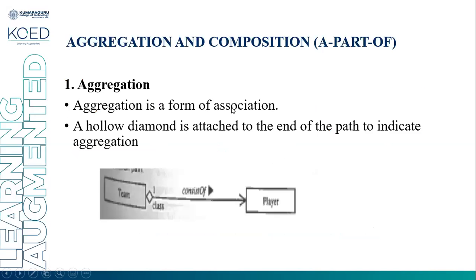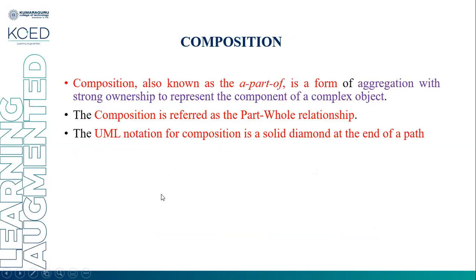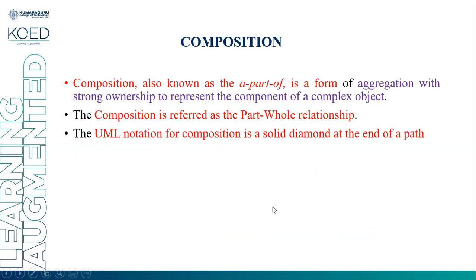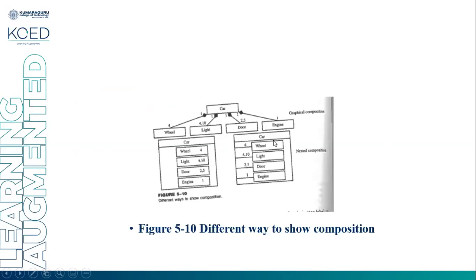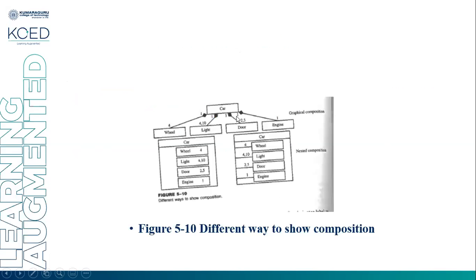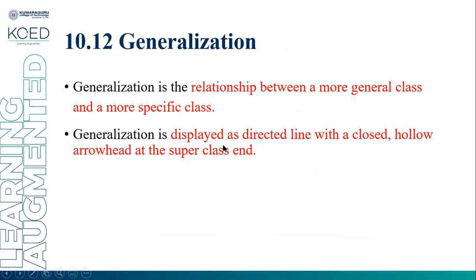Aggregation is a form of association. It's a whole-part relationship. In aggregation, we give a hollow diamond. Composition is a strong form of association. For example, in aggregation, if the whole is dismantled or destroyed, a part may still exist. If a team is dismantled, the parts may exist. In composition, without the whole, the part also does not exist. If the car is damaged, all parts are also damaged.